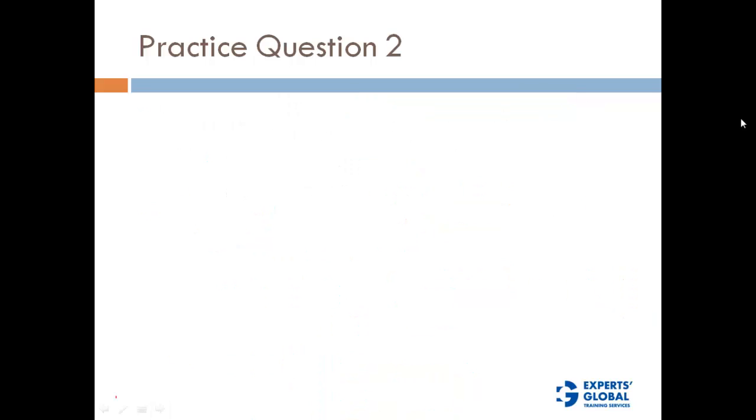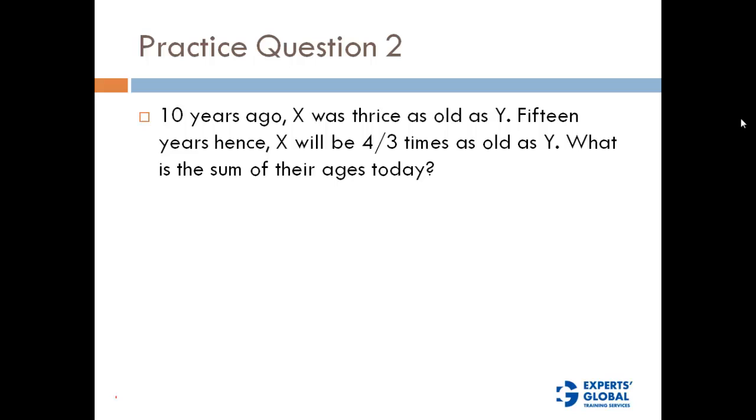The second problem, you can pause the video and try to solve it on your own. Okay, so let's look at the solution. So the problem is like this. 10 years ago, X was twice as old as Y. 15 years hence, X will be 4 by 3 times as old as Y. What is the sum of their ages today?